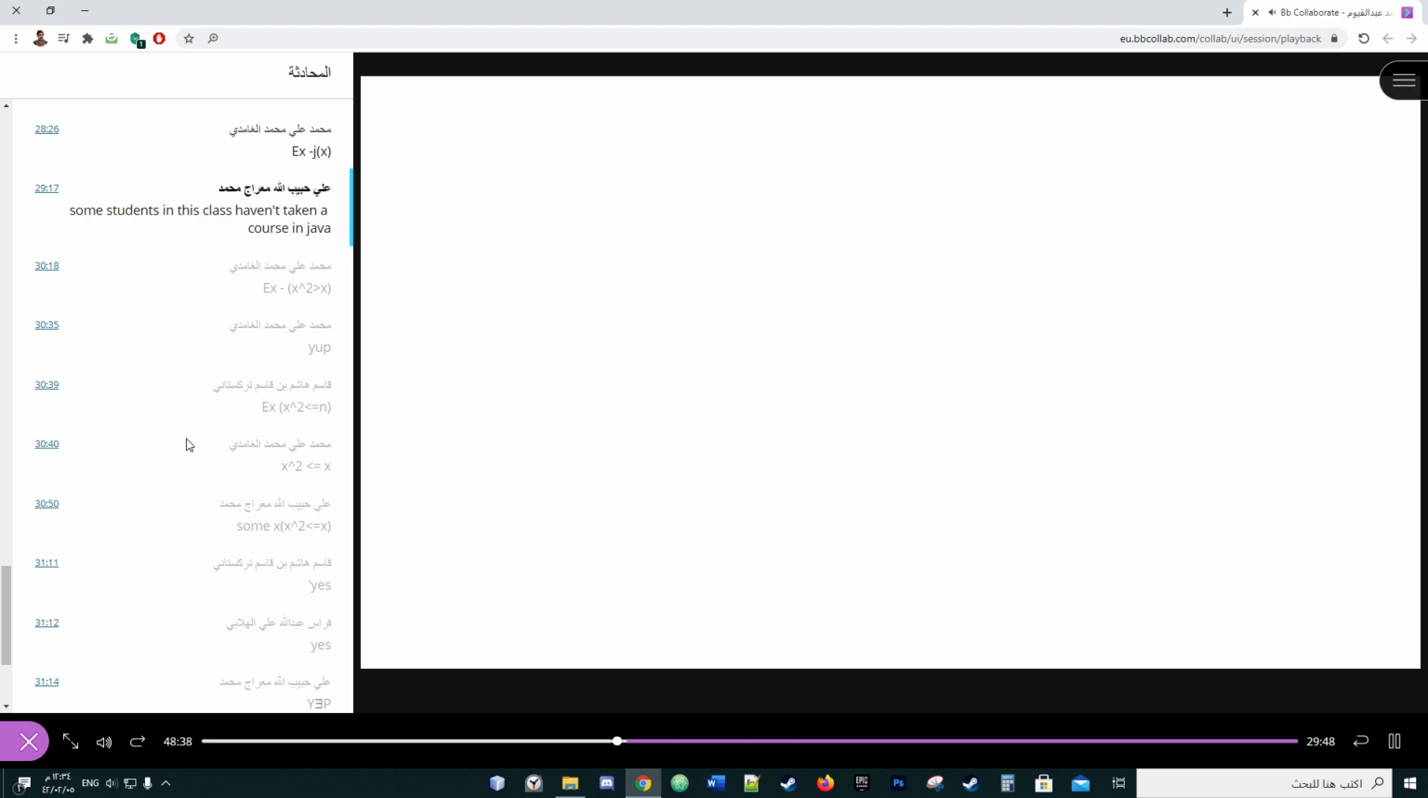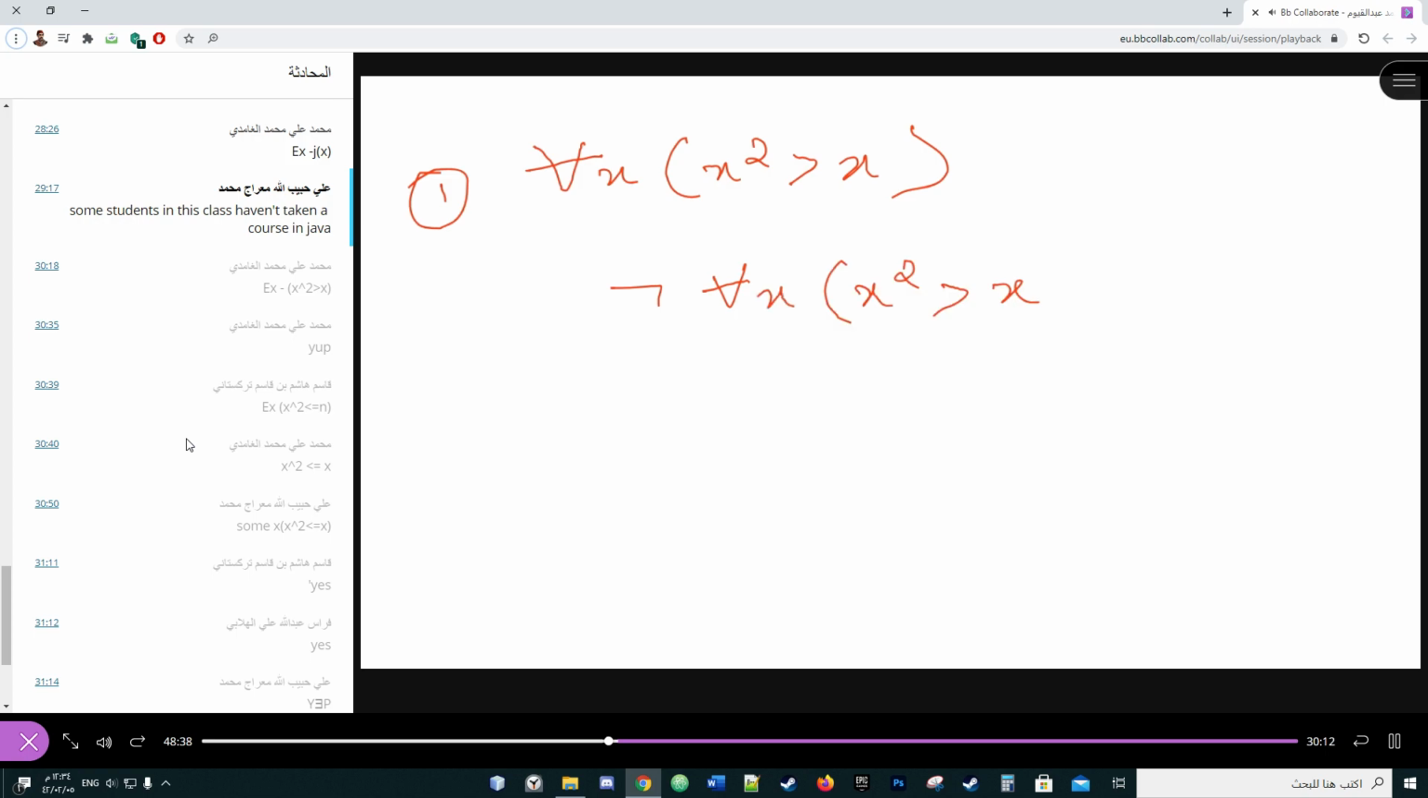Solve it, or rather, don't look at the slides, please. Negate this expression. How do you negate it? You put a negative here, so you get this. The next thing, you move it inside. So this changes, and you get x square greater than x.